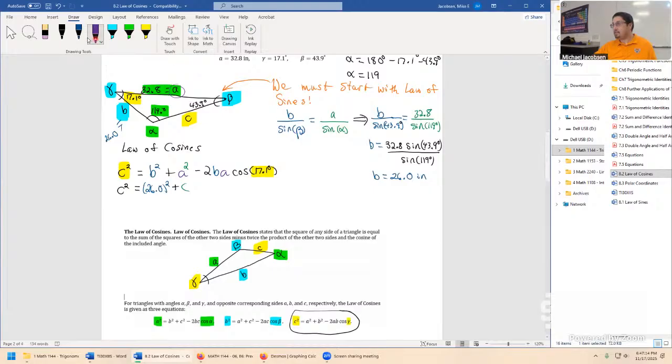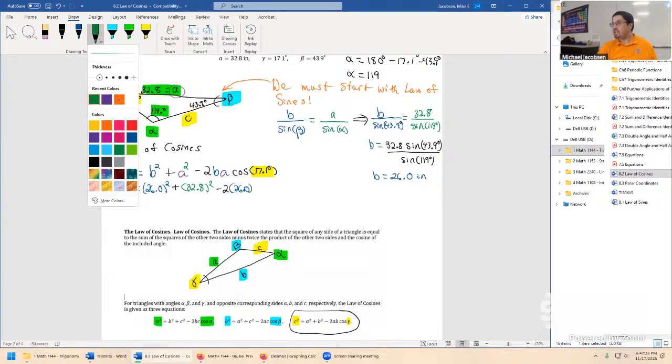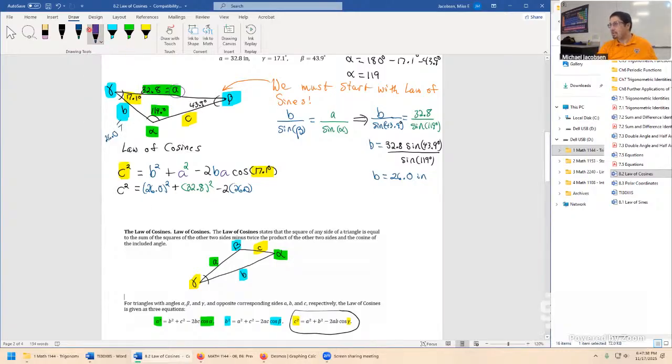So my A squared value, rather, is the 32.8 going inside here. Squared minus 2 times the side length B, which is 26.0. Multiplying the side length A, let me keep that in purple to emphasize that. Actually, we switched that to green. 32.8. Finally, multiply by cosine 17.1 degrees. So all of that goes into the calculator, but at least you're not solving an equation really. You're just taking a square root at the end.